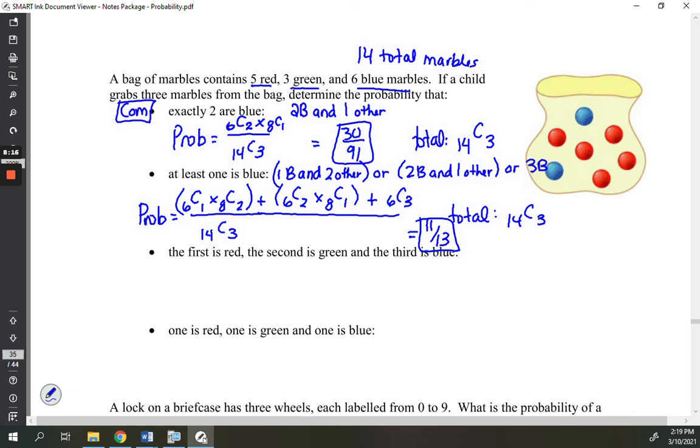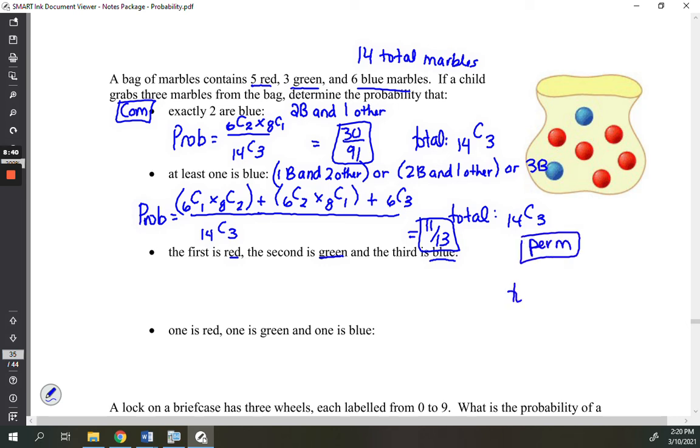Okay, let's look at the next question. It says when we grab our marbles, the first is red, the second is green, and the third is blue. Be careful now because now order matters. The first has to be red, the second has to be green, and the third has to be blue. So this is now a permutations question.